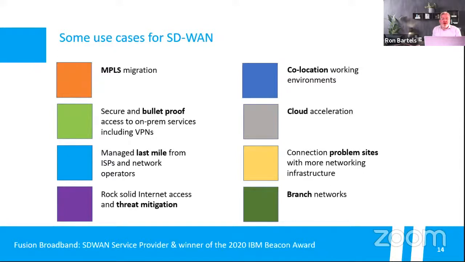SD-WAN also solves a lot of problem sites where there are connectivity issues, and it typically solves problems where previous technologies wouldn't solve it by themselves. SD-WAN is able to run where others can't. Finally, if you're setting up a branch network with a private WAN, any type of branch network, you can now run across the internet in a secure manner.